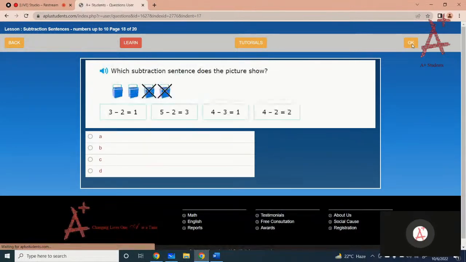Okay, which subtraction sentence does the picture show? So 1, 2, 3, 4. In total, you have 4 of the washing machines. And how many of them are crossed? 1, 2, 2 of them are crossed. So 4 subtract 2 is the ones that are not crossed out. So how many of them are not crossed out? Yes, just 2. That means 4 subtract 2 is 2. Option number D is the correct option. Very good.